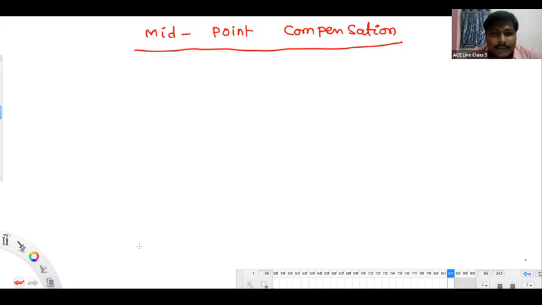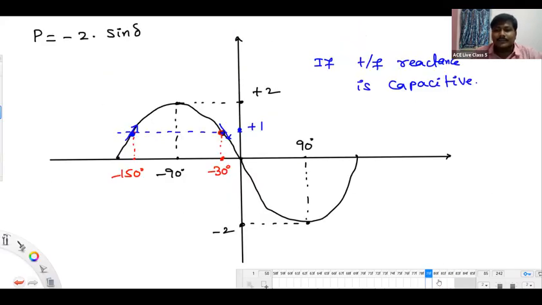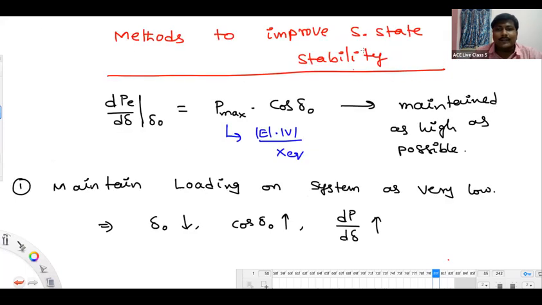Yeah, we are improving the stability, sir. So why the first point? See, what have you understood, Pramod, from the first one? To maintain good stability, what I said here: this whole P max into cos delta naught should be maintained as high as possible.